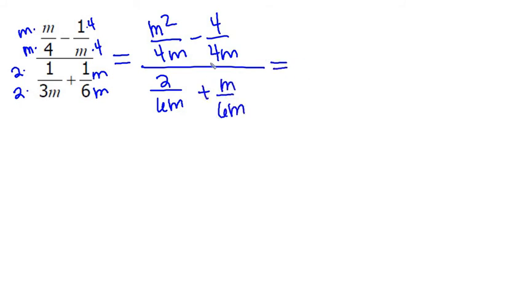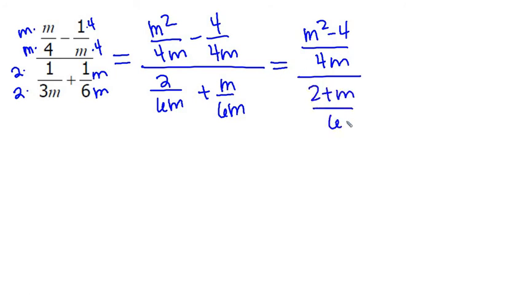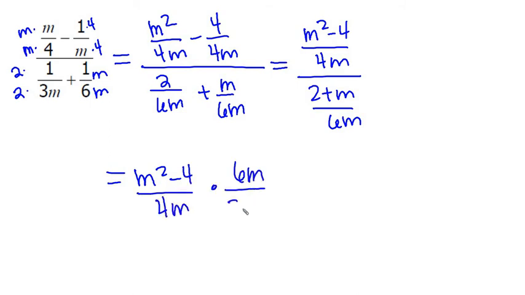So I need to write these as a single fraction, so they have a common denominator, so I can do m squared minus 4 over 4m, all over 2 plus m over 6m. Now I have that single fraction over a single fraction, which means I can multiply by the reciprocal. So I have m squared minus 4 over 4m times 6m over 2 plus m. And again, anything over itself divides to be 1. Now you can take a 2 out here of the 4 and the 6, but we can do that in the next step as well.